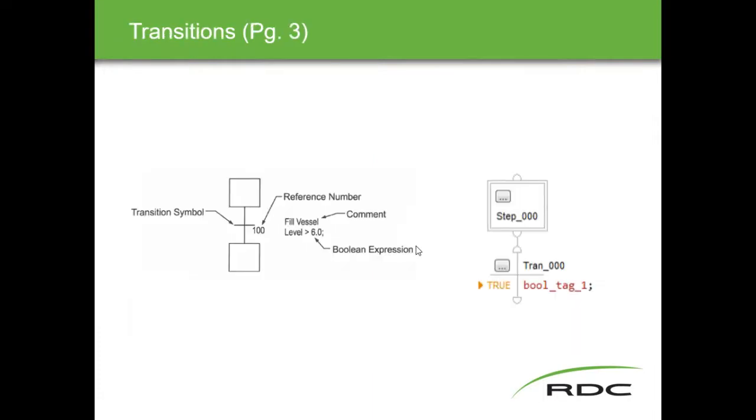So here's what one of those transitions looks like, represented by a line or a wire that connects the two steps, and then this horizontal line that is the indicator for a transition. It'll have a reference number, and then some type of, again, an activity that allows it to proceed into the next step.